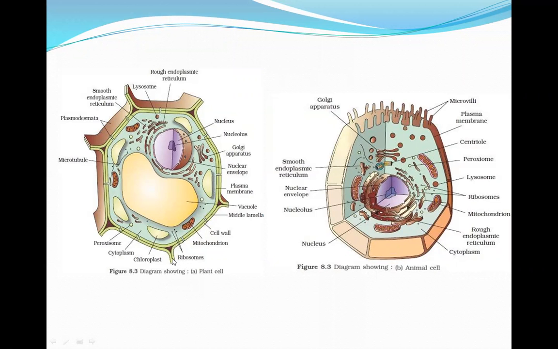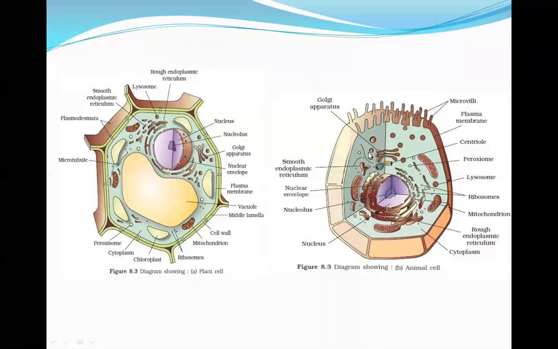Then there are the ribosomes, which are present in both of the cells, that is, in the plant as well as in the animal. The function of the ribosomes is to do protein synthesis.